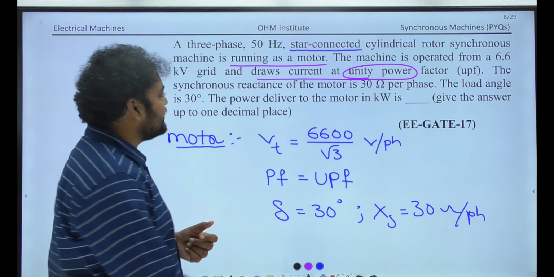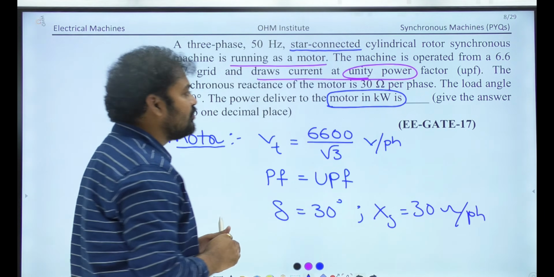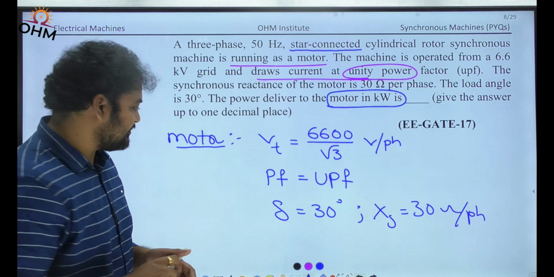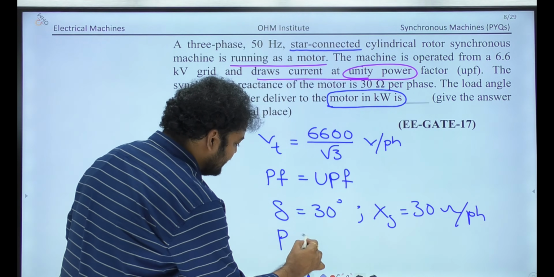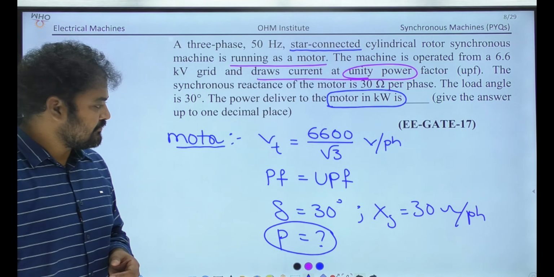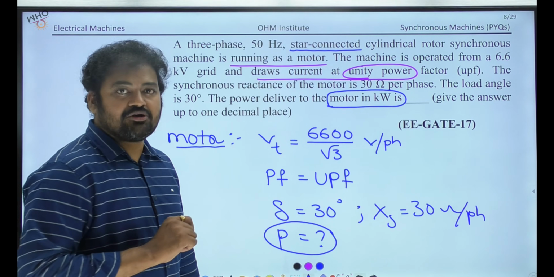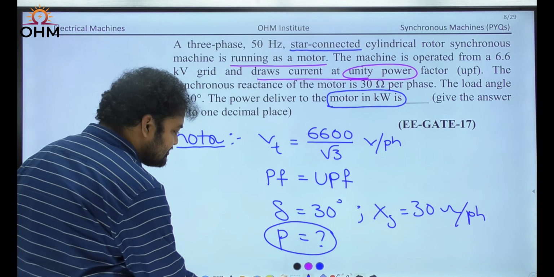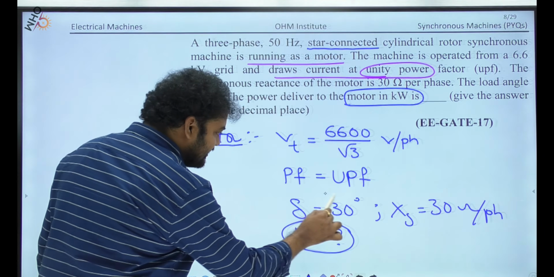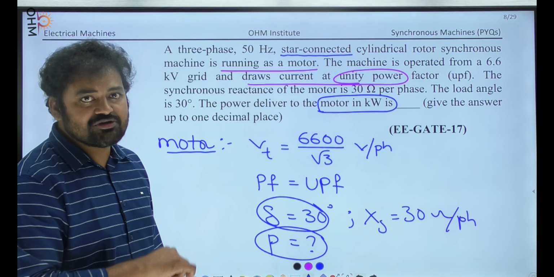Now we are asked to calculate what is the amount of power delivered to the motor in kilowatt. Kilowatt means active power. We need to calculate what is the active power drawn by the motor. How to answer this question? To calculate active power drawn by the motor, I can directly use the formula. As the load angle delta was already there, let us write down the active power formula in terms of load angle.